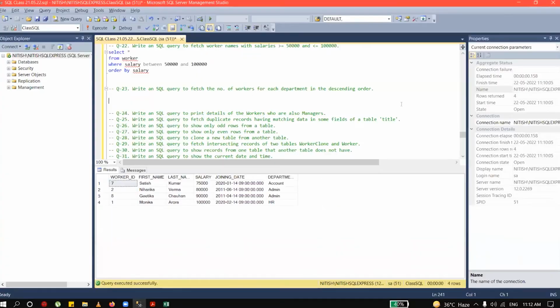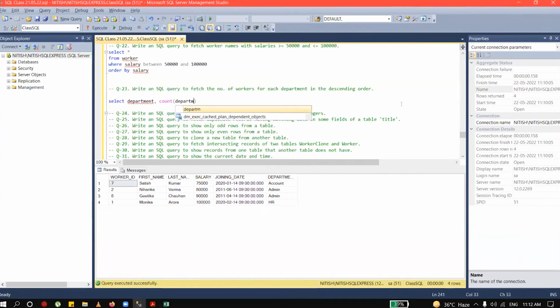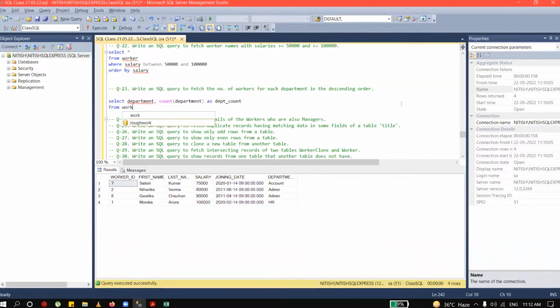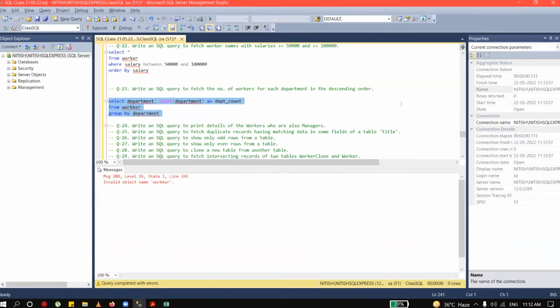So we are going to write over here select department, and then count of department. You can write it as dpt count from worker. First, you are going to follow with the group by. Group by my department. If I just run this, you can see I have got the same answer which I was getting in the pivot table.